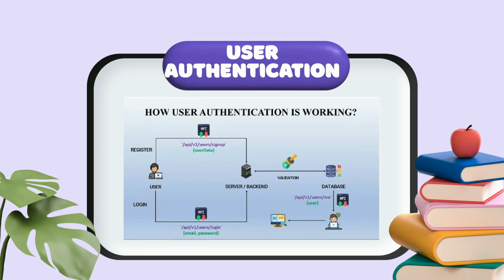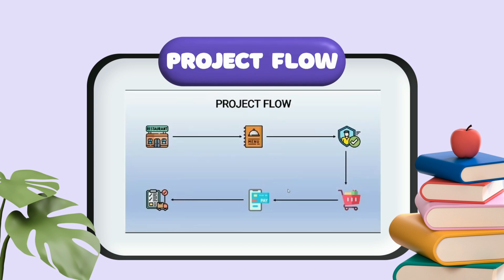User authentication. How does user authentication work? Suppose we are users, we have two options, register and login. When we visit the website for the first time, we register ourselves, otherwise we log in via email and password. Our details will be verified with the database. If it is correct, then our session will be created.